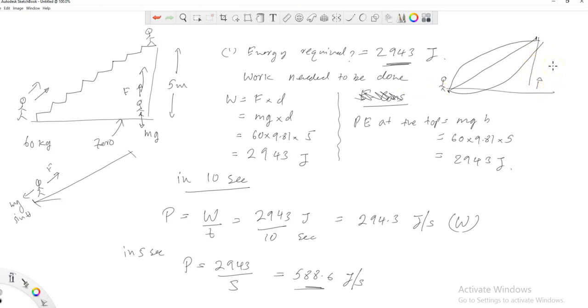But if there is friction, a non-conservative force, it won't be the same, right? Then the amount of work you need to do will depend on the path you are taking. So that's something to think about.